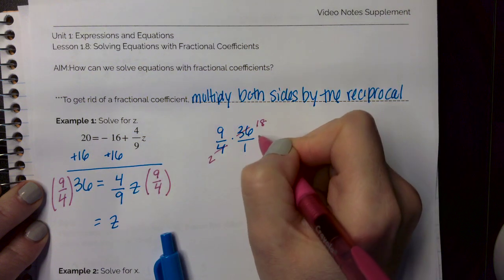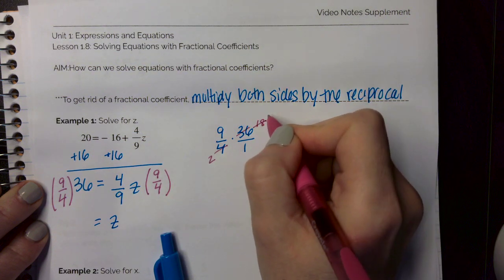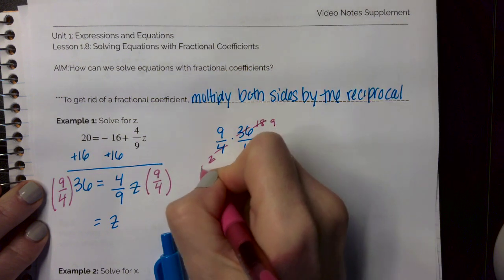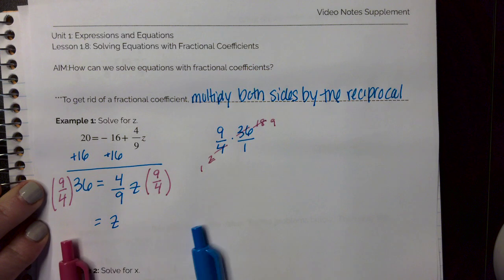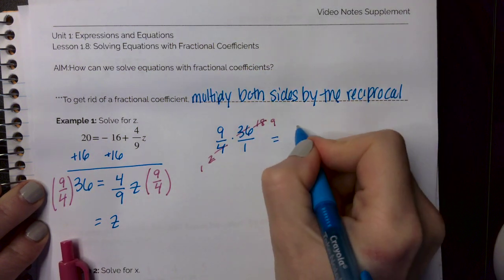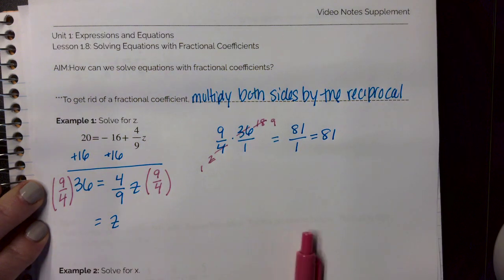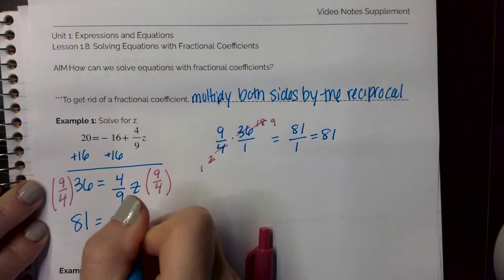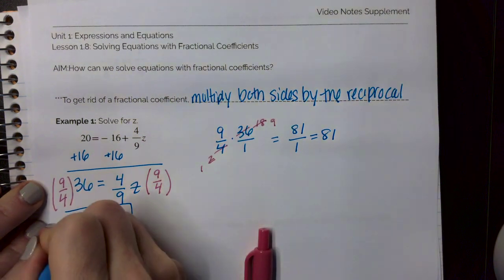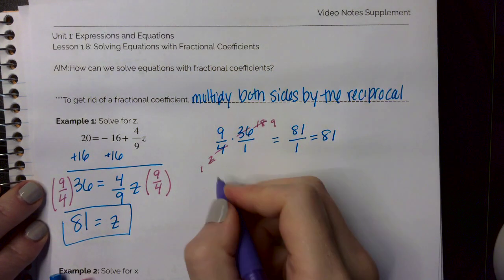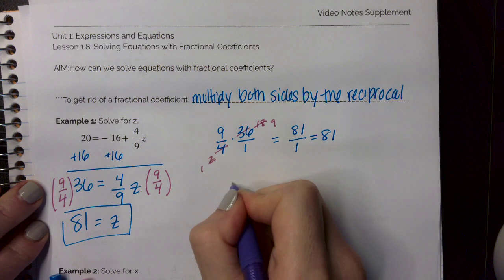And then I can divide both sides by 2 again. When I say both sides, I mean the numerator and denominator. I get 81 over 1, which is the same as 81. So z equals 81. And with all equations, we can check our work. So let's go ahead and do that.